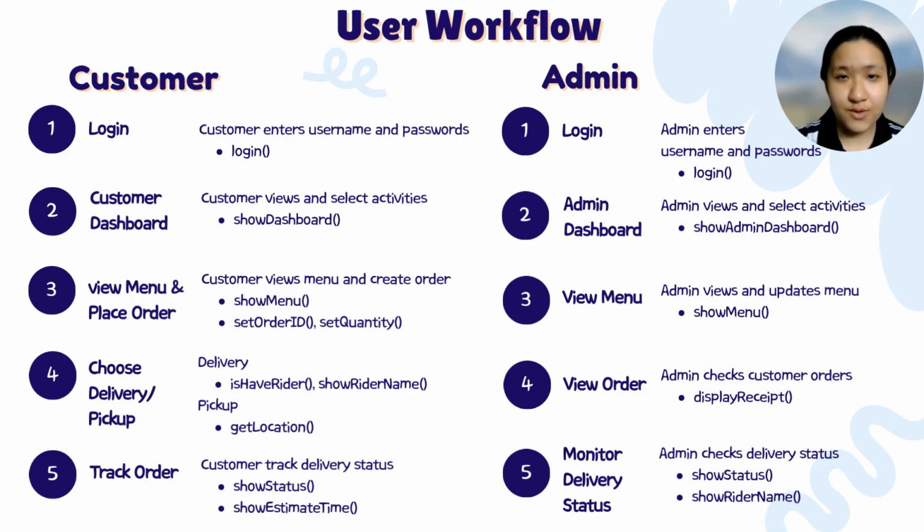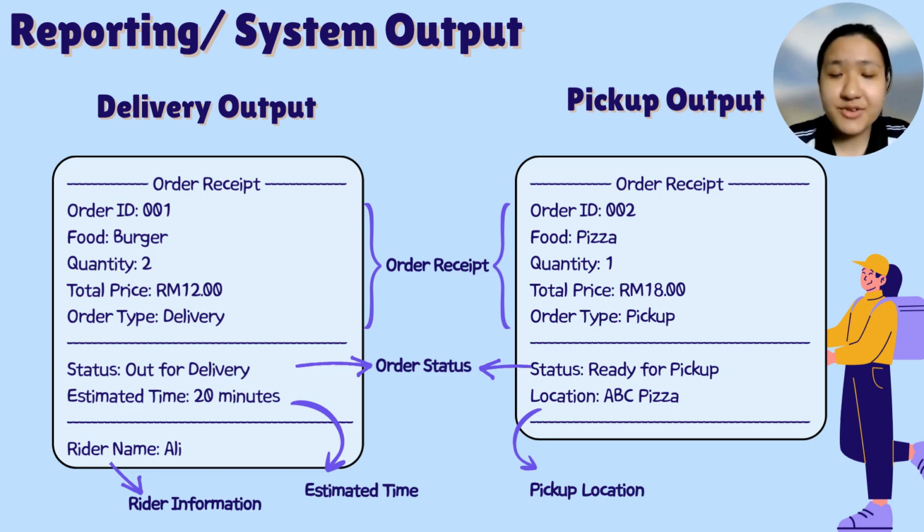For the admin workflow, the process is slightly different. First, the admin logs into the system, then they can access the main dashboard and view and update the menu. The admin can also view customers' orders by displaying the order receipt. Finally, the admin monitors the delivery status, including the order status and the rider information. Next, I will explain the reporting and system output of the system.